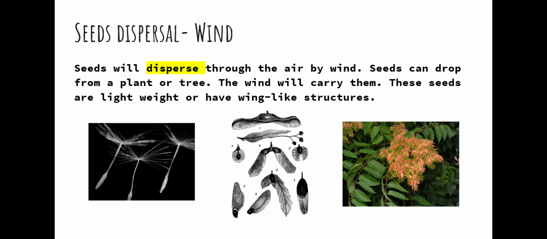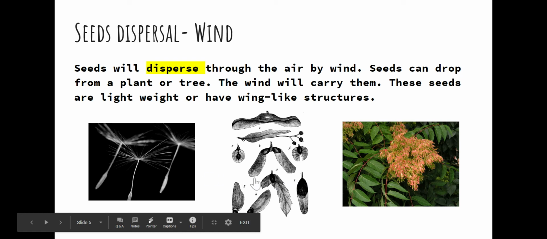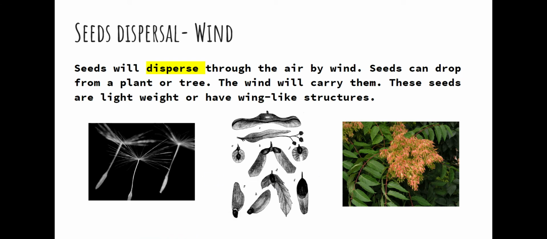So let's begin. Seed dispersal through the wind. Seeds will disperse through air by wind. Seeds can drop from a plant or tree. The wind will carry them. These seeds are usually lightweight or have wing-like structures. And as you can see in the pictures here, these would be seeds that would be easily carried through the wind.